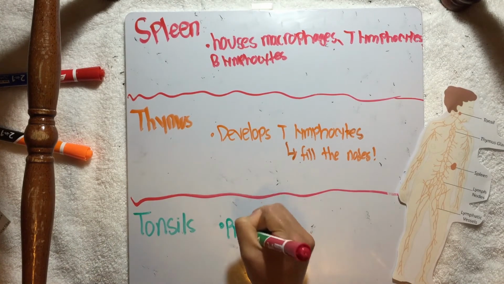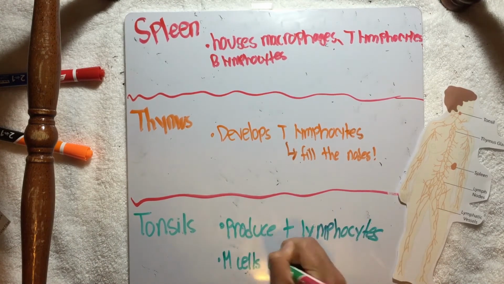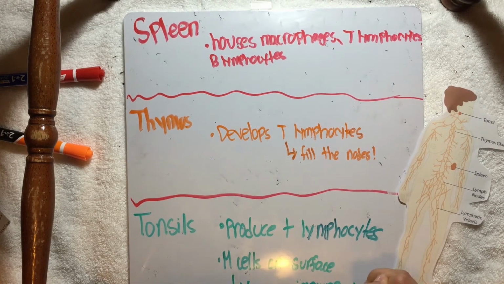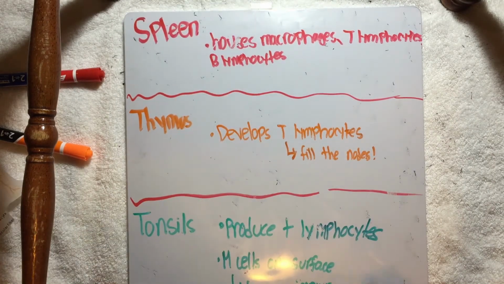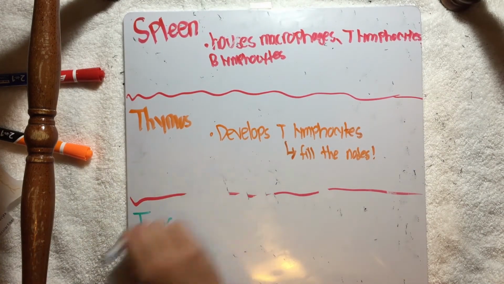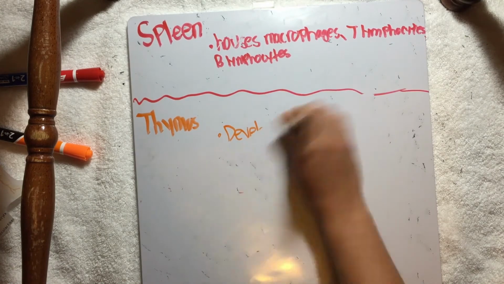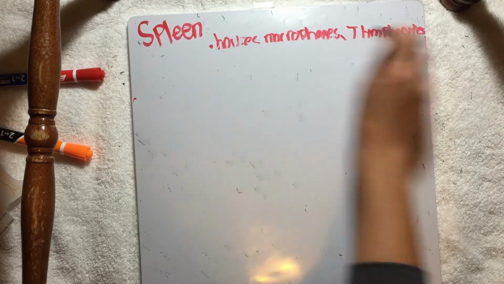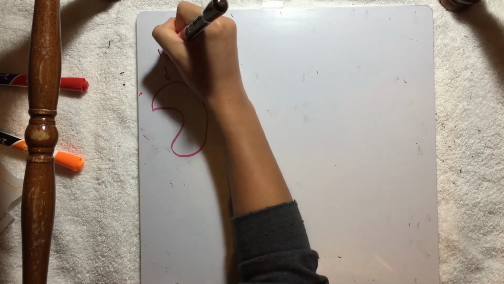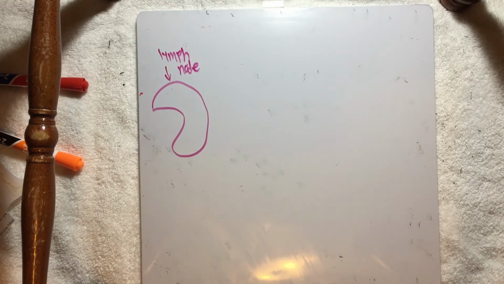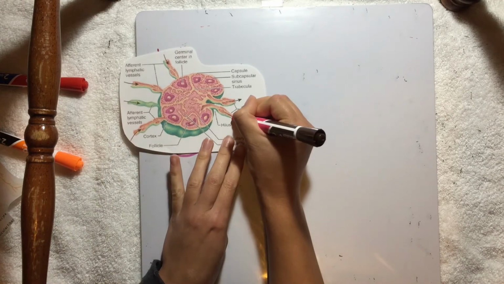However, something different about the tonsils, they produce these M cells, which are on the surface, and when a pathogen enters your body, those M cells can capture the antigens on the pathogen's surface and trigger an immune response from there. A key thing to look at for all these organs, much like the lymph node, is that lymph will flow through these organs and they will filter the lymph, much like the lymph nodes, or cause an immune response.